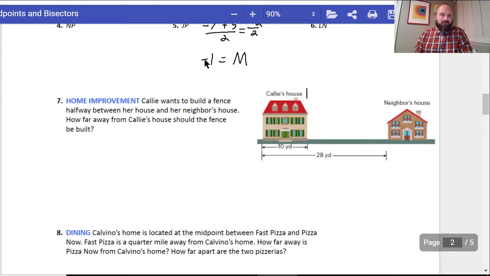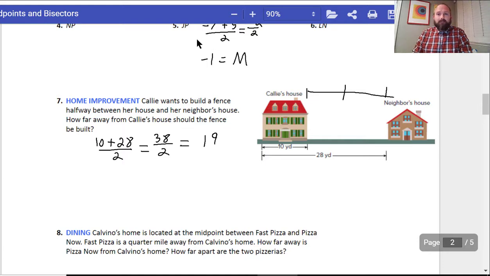Now, all this would have been figured out if we could have just went from here to here and be like, all right, the middle point's right here. But we are given this scenario, so we have to figure it out. So I'm going to figure out where's the middle point. I'm going to say 10 plus 28 divided by 2. So I get 38 divided by 2. And 38 divided by 2, it's not 20, it's 19. So it should be 19 feet away from Callie's house.